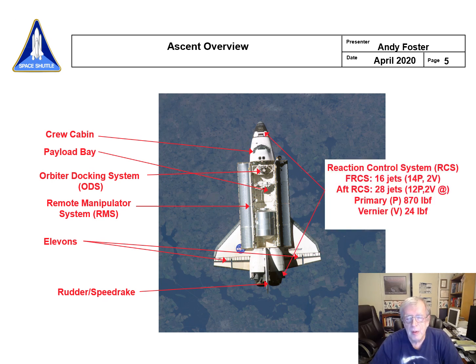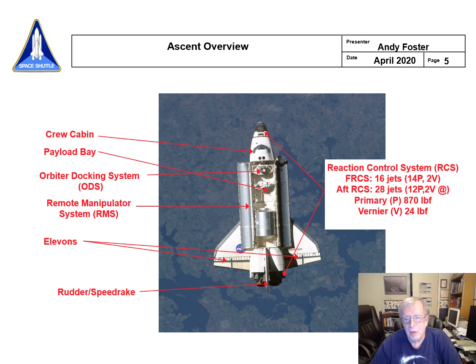While you're on orbit, of course, those aero surfaces don't do you any good. And so you need something to control attitude, and those are reaction control system jets or rocket motors. We had them located here in the forward pod, right up here on the nose. And there were two aft pods, one here and one here. There were 16 jets in the forward, 14 primary and 2 vernier. Each one of these pods had 14 jets in it, 12 primary and 2 vernier.